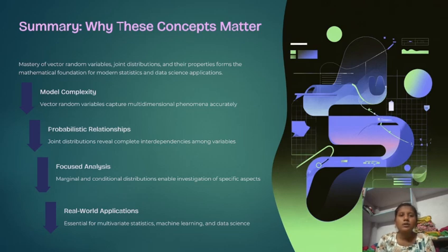Now we will discuss the topics one by one. First, vector random variable. What is a random variable? How many random variables are there and how are they represented? And another one, joint distribution. Joint distribution is represented in capital letters.